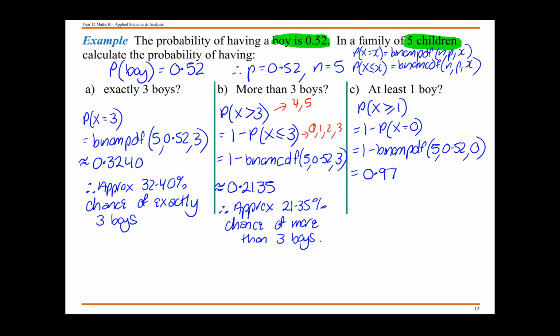You would think there'd be a high chance of having at least 1 boy out of 5. So that's why the probability is so high. So therefore, approximately 97.45% chance of at least 1 boy.